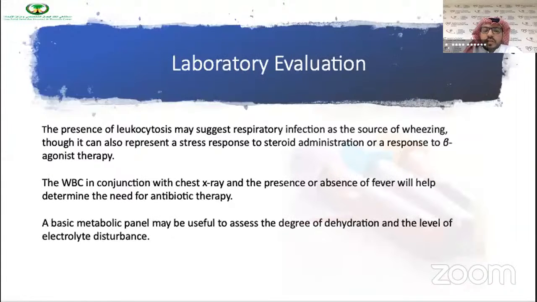The presence of leukocytosis on the complete blood count may suggest respiratory infection as a source of the exacerbation. Or if the patient received steroids, it might be related to that, or related to the beta 2 agonist therapy. The WBC count in conjunction with the chest X-ray and the presence or absence of fever will help you determine the need for antibiotic or antiviral therapy.